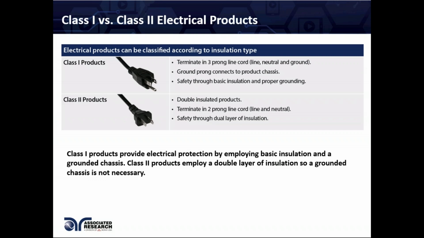So again, class 1 products provide electrical protection by employing a basic insulation and a grounded chassis. Class 2 products employ a double layer of insulation, or dual or reinforced insulation, so a grounded chassis is not necessary.